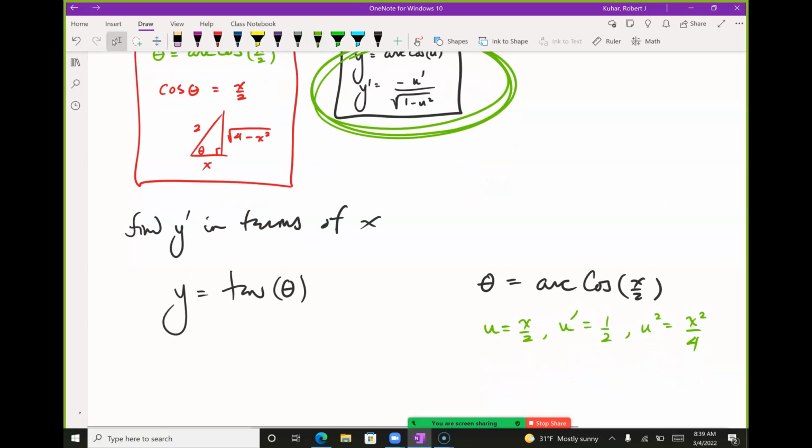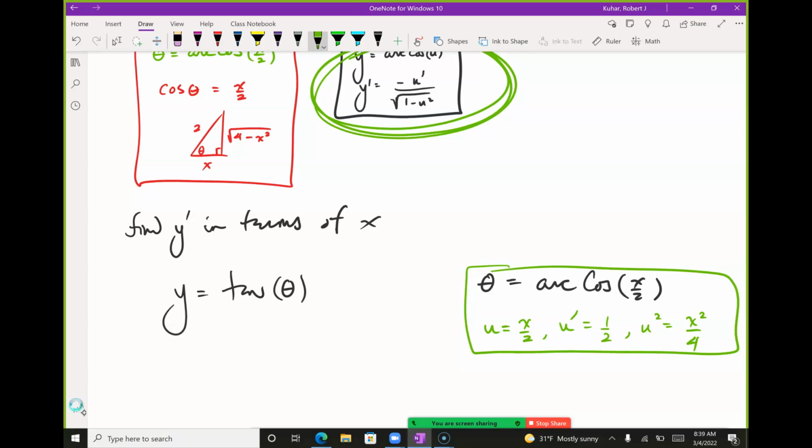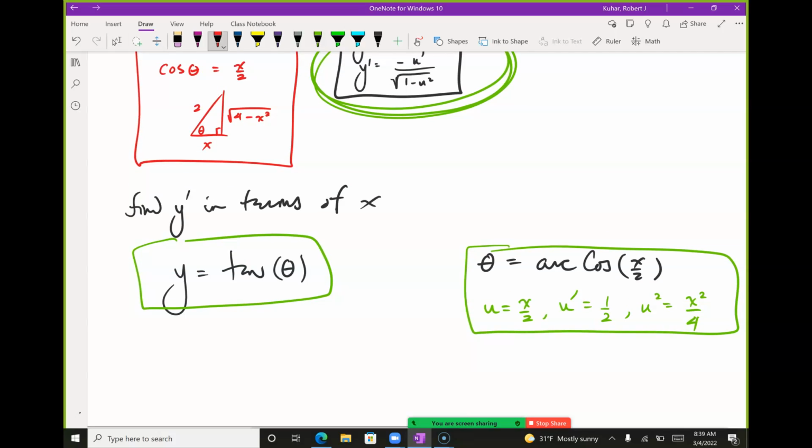Okay, I'm ready for theta prime. I'm ready for y prime. This is going to help me get theta prime, and this is going to help me get y prime. Someone give me y prime. Pedro, what's y prime?